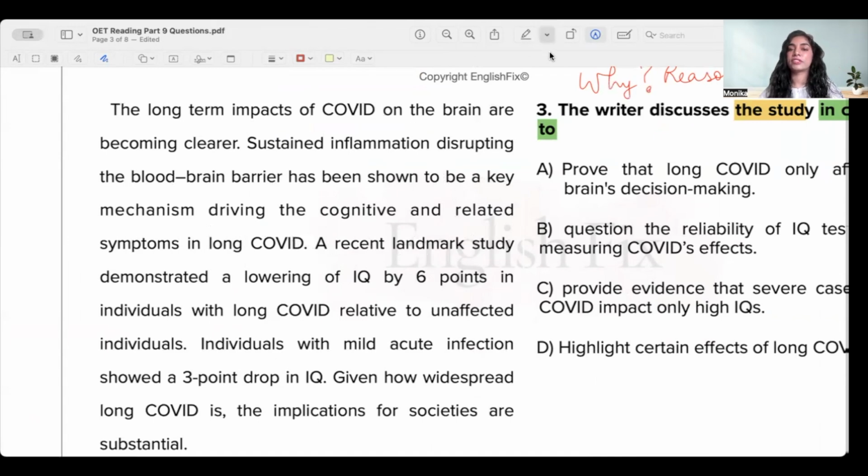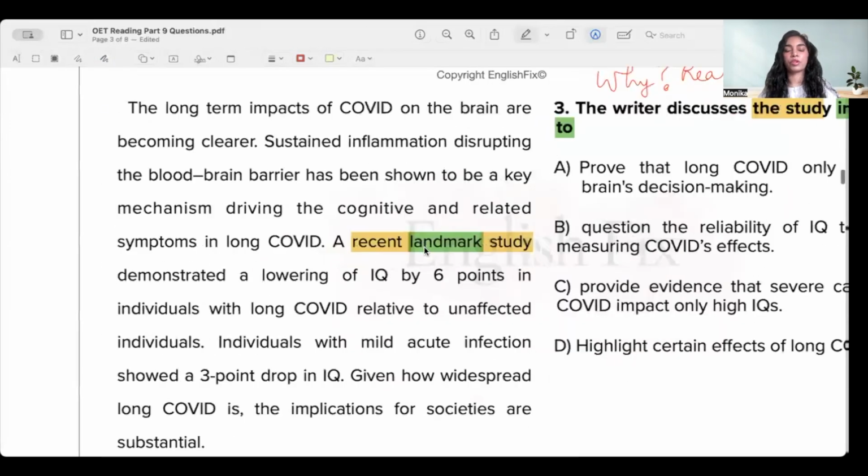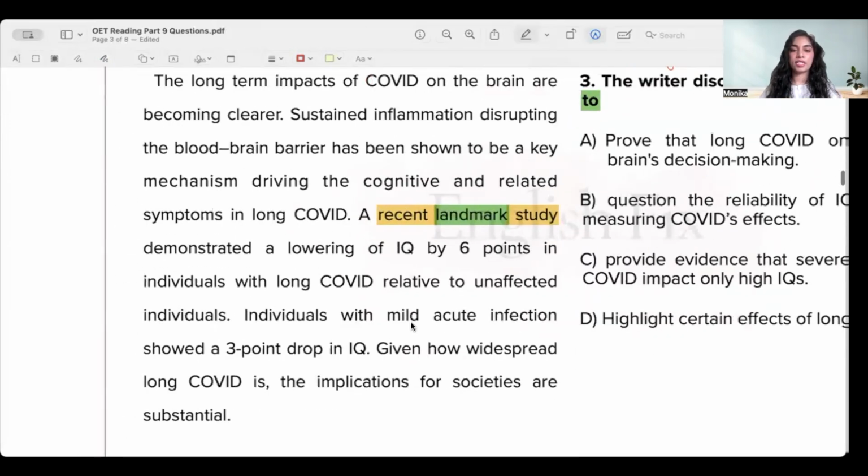Aha, we find the study here. Recent landmark study. And I want to focus on the term recent landmark. Landmark tells me that it is quite exceptional, it's quite revolutionizing, it's a landmark. That means it has changed something drastically in this research community. So that means it's a very, very important study. And then they keep on talking about the study, right? I found out here is where my study is.